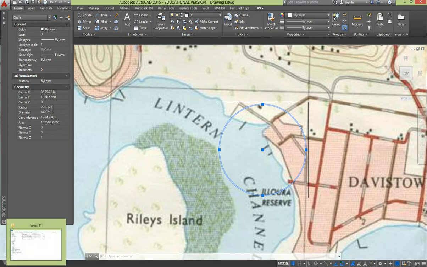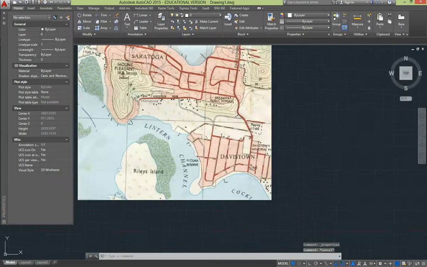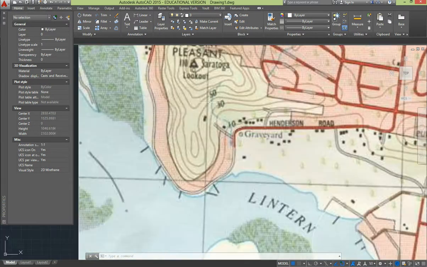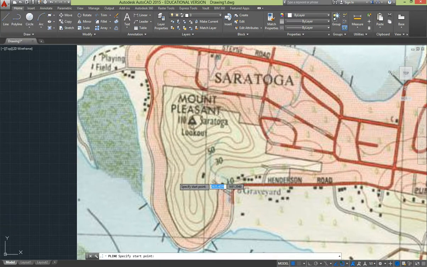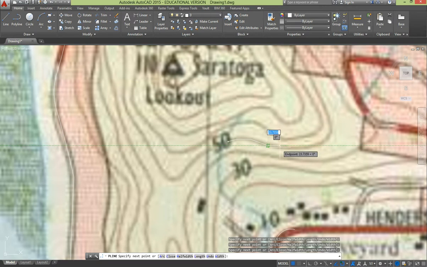And the last one was the distance of the contour, the 50-metre contour line on Mount Pleasant. So this is pretty much similar to the first exercise. Here's our 50-metre contour line. So what we would do is, once again, and I won't do the whole thing, we would start with a polyline, and we can go arcs or lines, whatever we think is going to be the most accurate, and just continue right round the polyline.